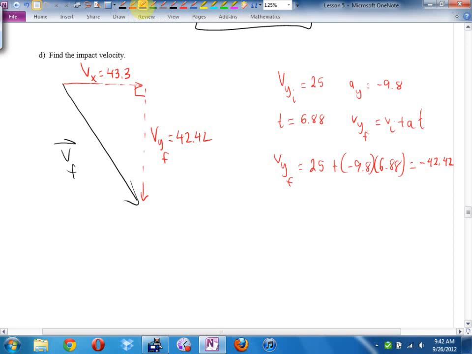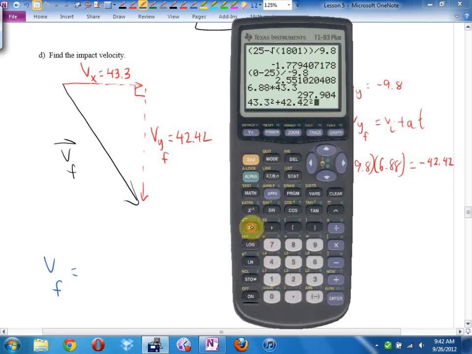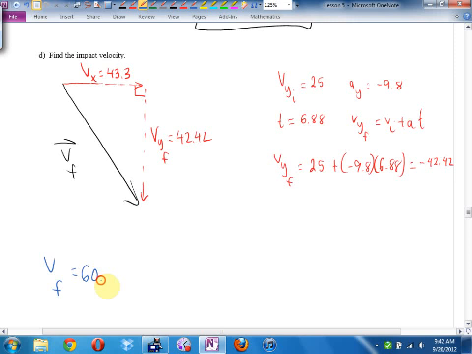I can find Pythagoras. It's going to be the square root of 43.3 squared plus 42.42 squared, which is 60.6 meters per second. And I think the angle is going to be where that vector starts from, right there. How do you know to find the angle, Mr. Dewick? Because they didn't say find the impact speed. Sam, what did they say? Find the impact magnitude and direction vector.